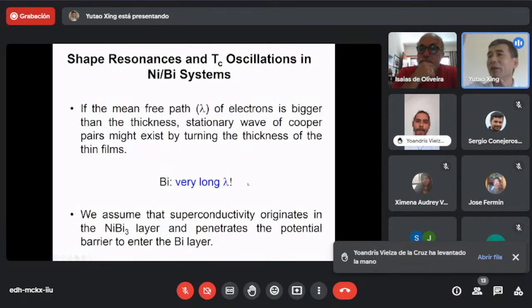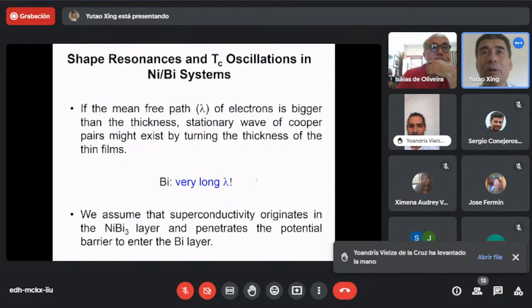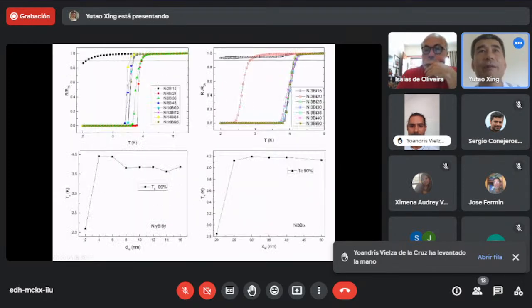And then there's an energy barrier for the Cooper pairs to pass, but still, after the calculation, it shows even at the side of the pure bismuth, there's a very weak signal of Cooper pairs, the wave function. So that's why we did many samples with different thickness, with the ratio fixed, or with the nickel fixed, to see the variation of the TC. All right. Thank you, Professor. Thank you. You're welcome.